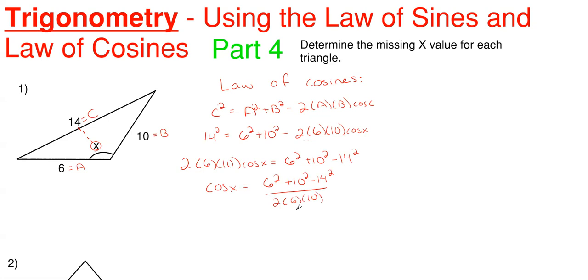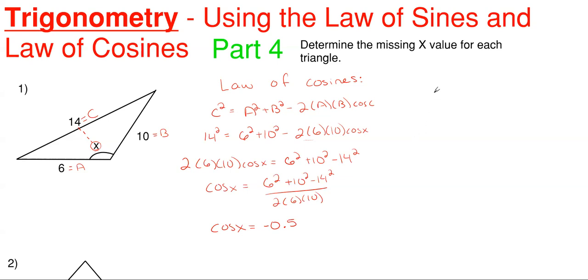And then this whole side on the right side here of 6 squared plus 10 squared minus 14 squared divided by 2 times 6 times 10, that gives me exactly, hang on, cosine of X would be equal to exactly minus 0.5.